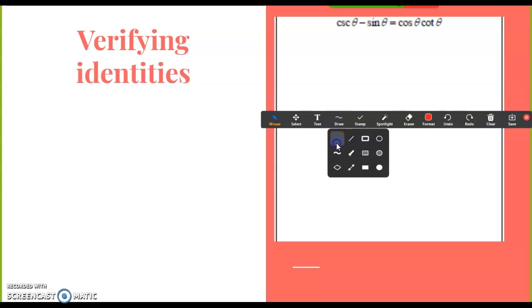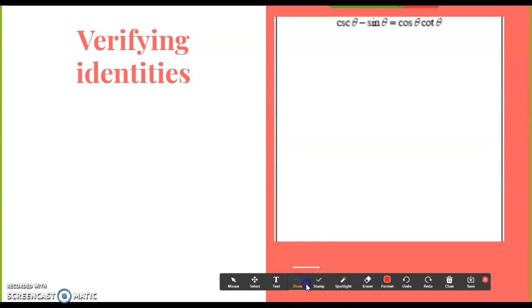Let's continue on verifying identities. And remember, we're trying to make the left look like the right. So we're taking, it's saying the cosecant of theta minus the sine of theta is equal to cosine of theta times cotangent of theta.